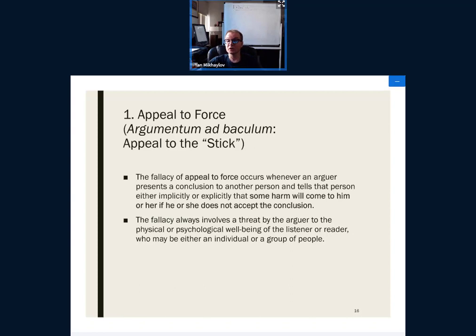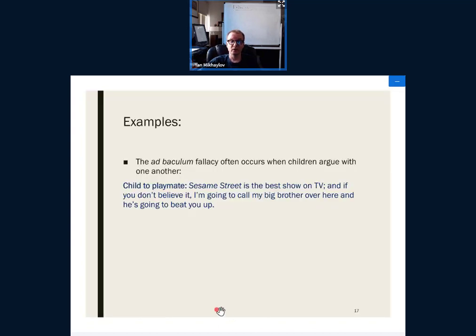So appeal to force. This is a very primitive one. It's actually pretty good for students to be able to recognize it on the exam, because it's generally easy to understand. The logic here is very, very brutally simple. Something like, if you don't accept the argument, something bad will happen to you. I'll beat you up, somebody will beat you up, or whatever. Something like a child can tell a playmate, Sesame Street is the best show on TV, and if you don't believe it, I'm going to call my big brother over here and he's going to beat you up. Very straightforward, right? For a child, that makes sense.